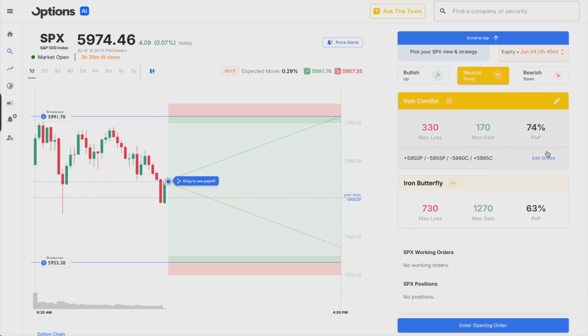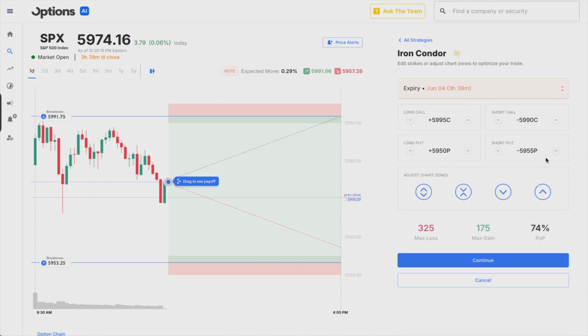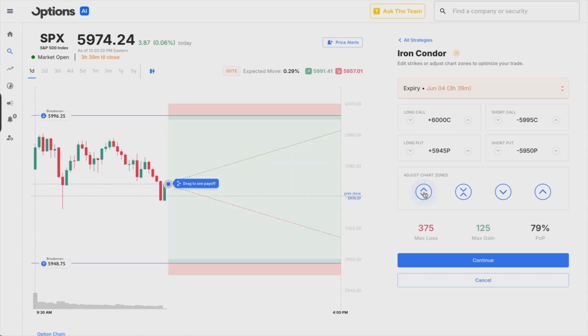You can go in and you can edit this, and one of the first things I like to look at is to expand and widen these strikes and see what it does to our max gain, max loss. You can look at the probability of profit here, which isn't going to be drastically different.